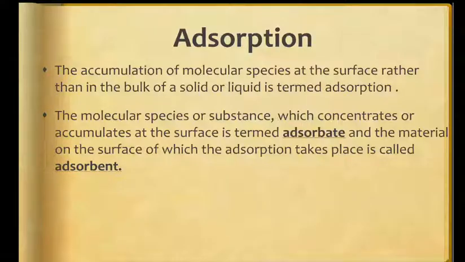Now in adsorption, there are two more terms involved. The first one is adsorbate and another one is adsorbent. So what is adsorbate? Simply the molecular species or the substance which concentrates or accumulates at the surface is called adsorbate, and the material on the surface of which the adsorption takes place is called adsorbent.